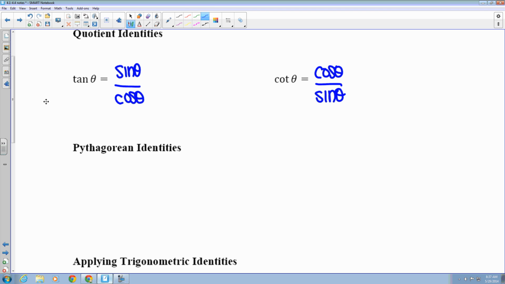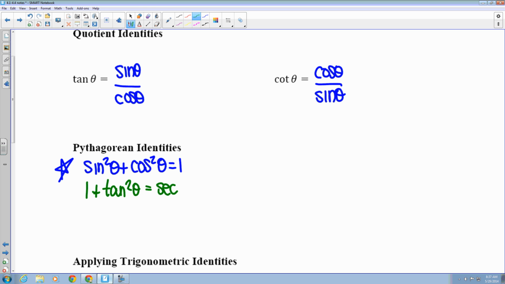And there are 3 big Pythagorean identities which we will be using now and forever, pretty much. First one is sine squared plus cosine squared equals 1. This is a big one. If you want to star that so we know it's important. 1 plus tangent squared theta equals secant squared theta. It's another one we use. And the last one is less commonly used, but we should still know how to use it. 1 plus cotangent squared equals cosecant squared.